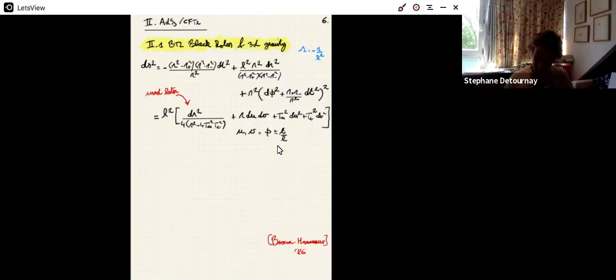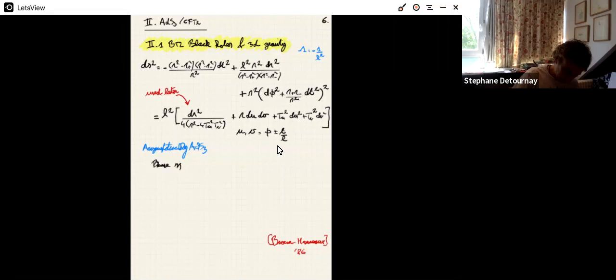So what is really interesting about the BTZ black hole is that they are asymptotically AdS3. So at large radius, they behave like AdS3. Asymptotically AdS3 spaces were studied by Brown and Henneaux in '86. And it was shown that the phase space of asymptotically AdS3 spaces is endowed with conformal symmetry. That means that the boundary conditions at infinity are preserved by conformal transformations.